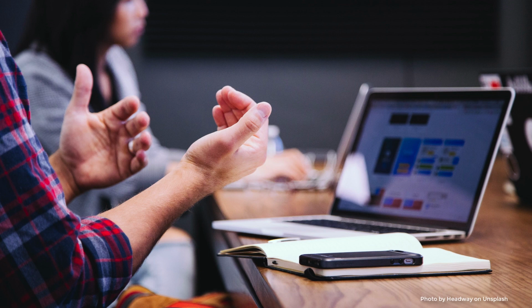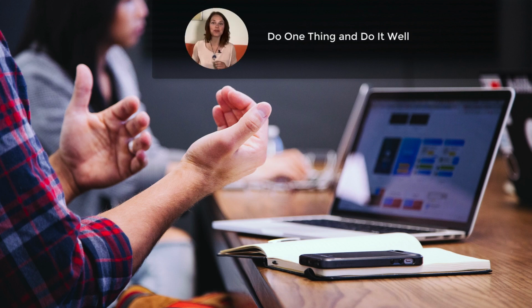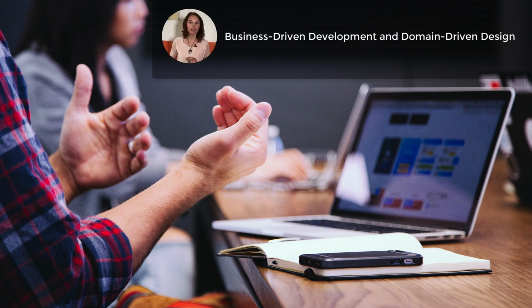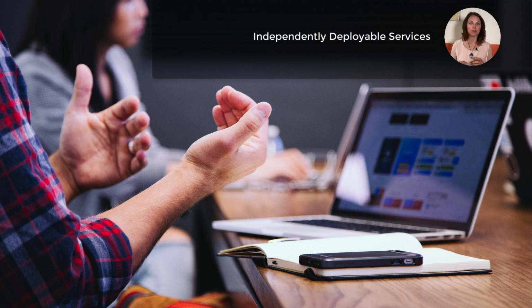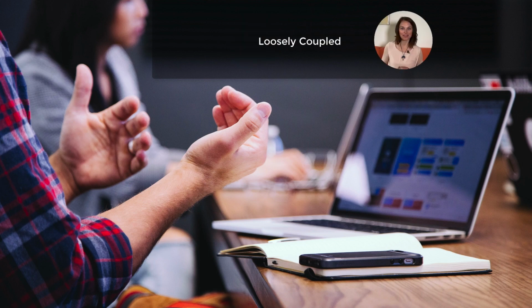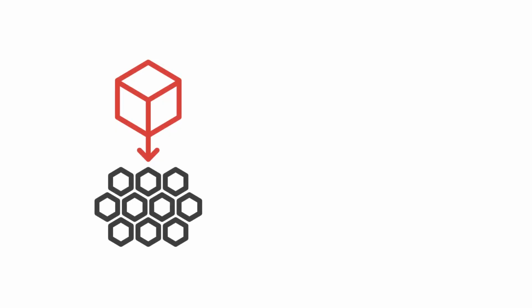So you start Googling around, and you read things like, do one thing and do it well. The continuous delivery software development process. Business-driven development and domain-driven design. Independently deployable services. Highly maintainable and testable. Loosely coupled. Yes, we're talking microservices. These are the terms you've been hearing for the last 10 years.